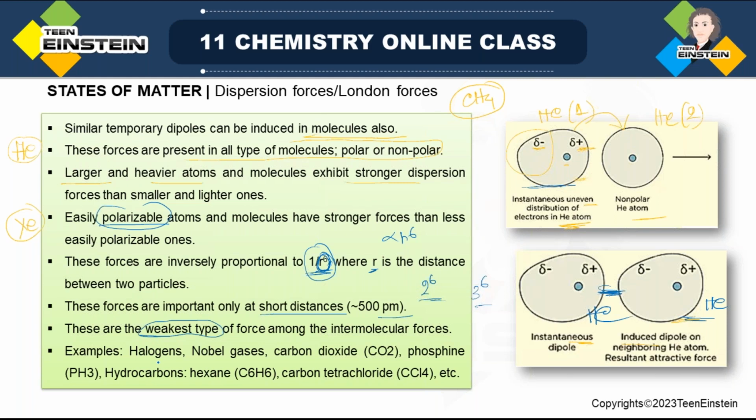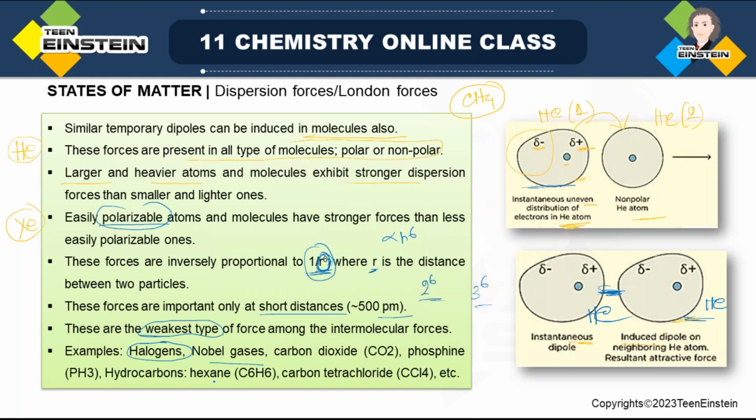Here we have some examples where you can see London forces or dispersion force. You can see it in any molecule, but mainly we give it importance or consider it significant for non-polar molecules. So here you can see halogens. In general, I have written halogens. You can consider bromine, fluorine, chlorine, iodine, all are diatomic.